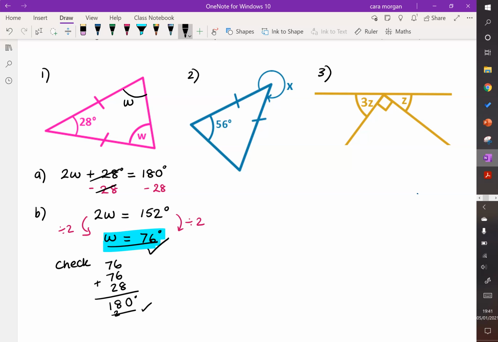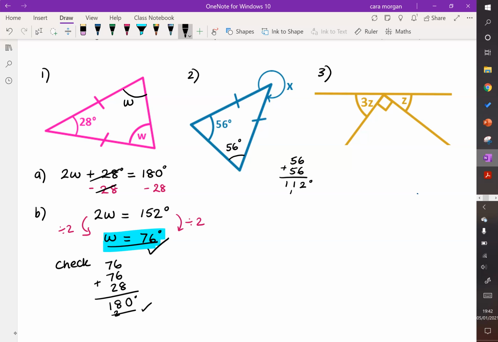For number 2. Now this one is very tricky indeed. But all I need to do is calm down and think about my special triangles. And I've noticed those 2 dashes mean that those lines are the same length. I notice therefore that I have 56 degrees as my other angle at the base. And if I add 56 and 56 together, I'm going to get 112 degrees.